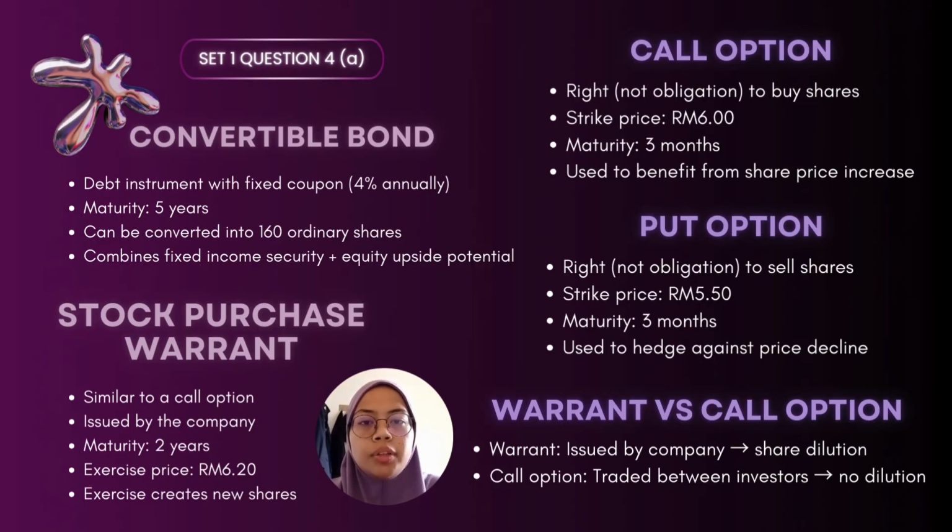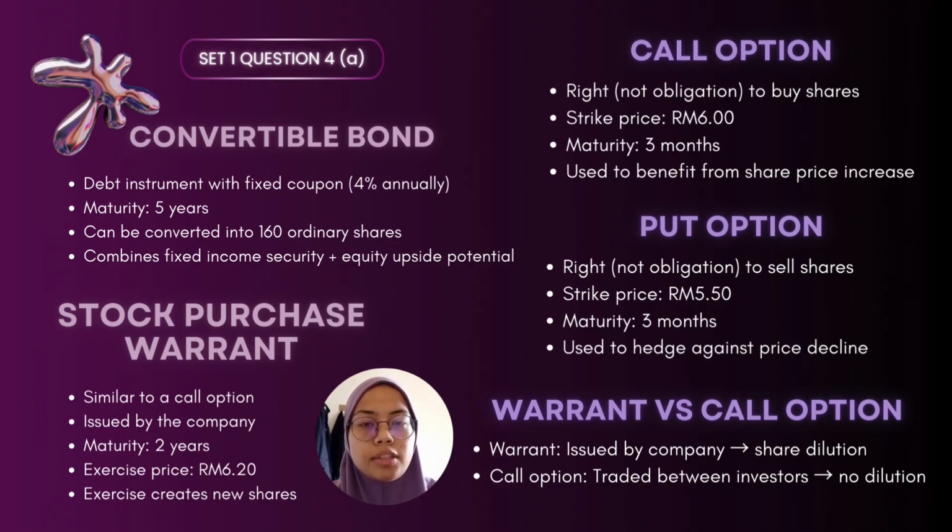Okay, so I will continue with set 1 question 4, the key characteristics of bond, option and also stock purchase warrant. A convertible bond is a debt instrument with fixed coupon. For this question it is 4% annually, and it matures in a fixed period, which is 5 years, and can be converted into 160 ordinary shares, giving the investor both the security of fixed income and the potential upside if the company's share price rises.